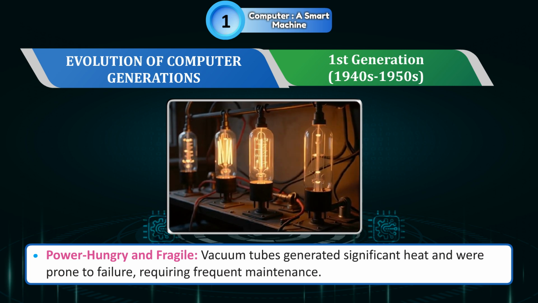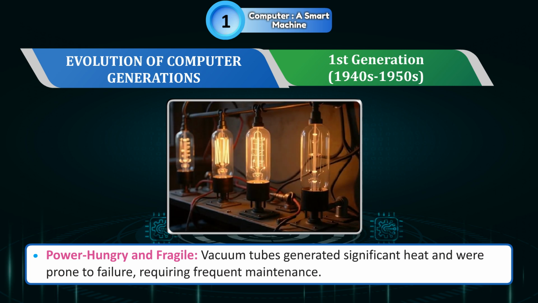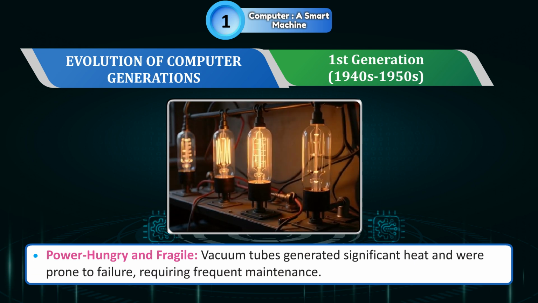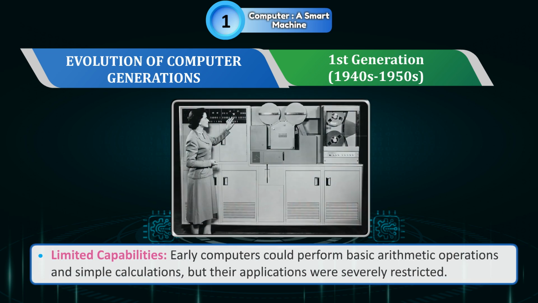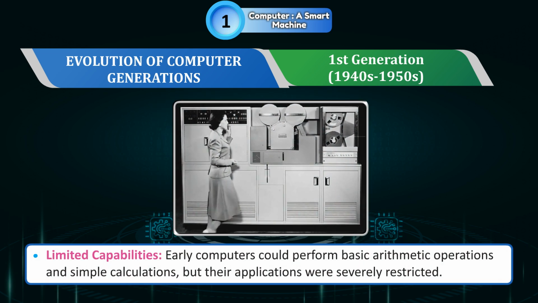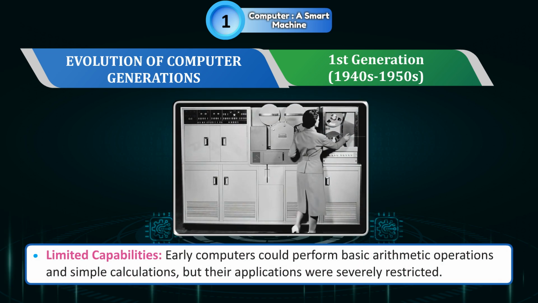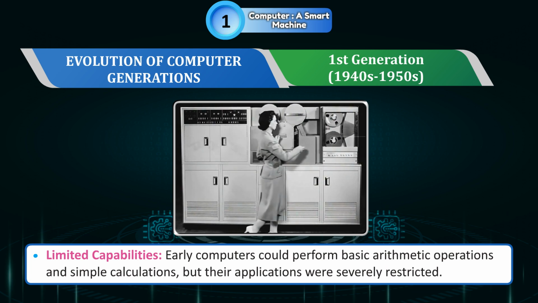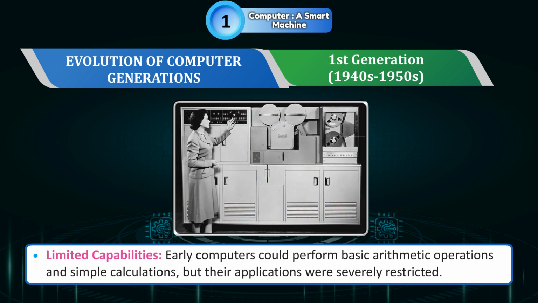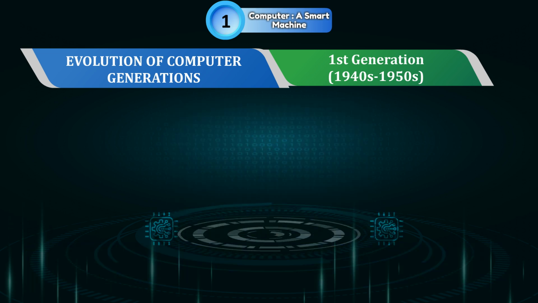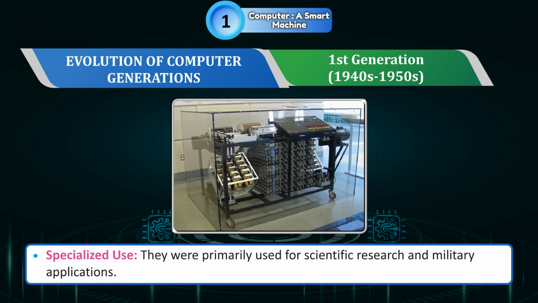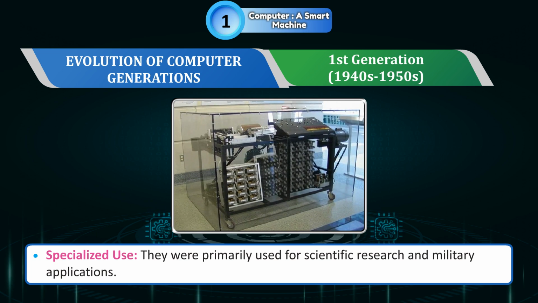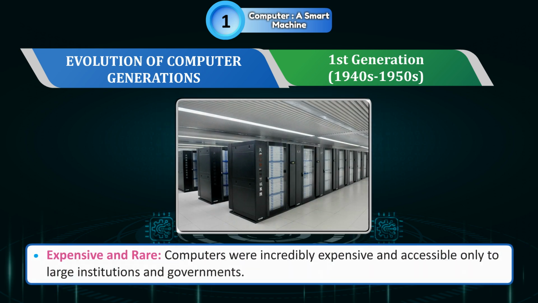Power-hungry and fragile: vacuum tubes generated significant heat and were prone to failure, requiring frequent maintenance. Limited capabilities: early computers could perform basic arithmetic operations and simple calculations, but their applications were severely restricted. Specialized use: they were primarily used for scientific research and military applications.